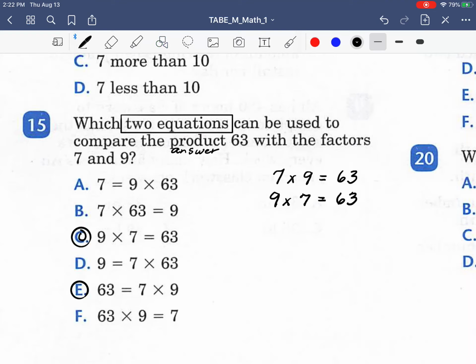They equal one of the other numbers, the 7 or the 9. But the product is the answer. So the answer has to be 63.